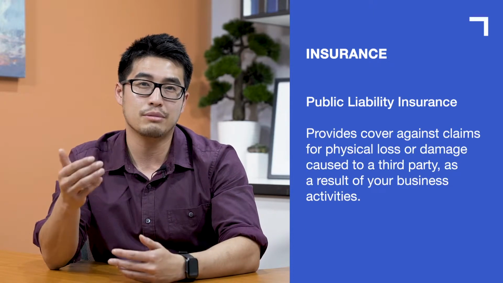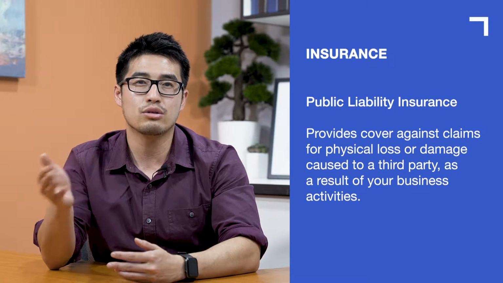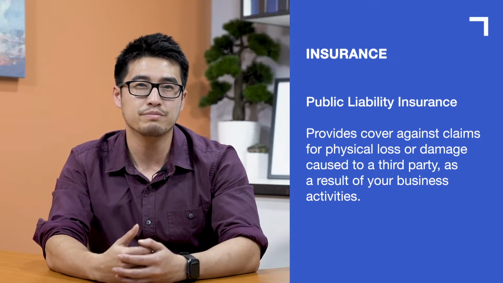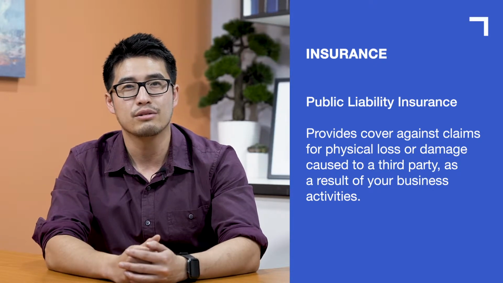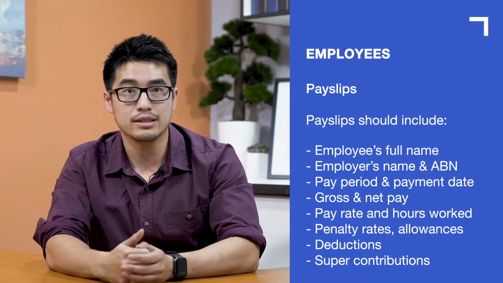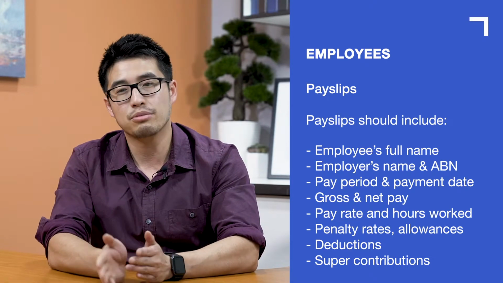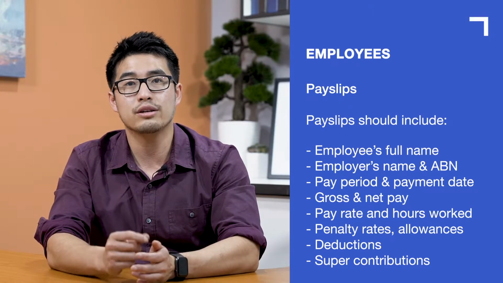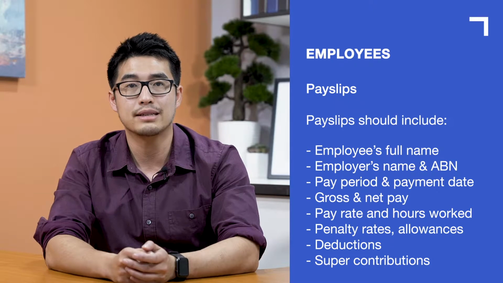Another thing you need to look at if you're renting, so for example, if you're renting an office, you'll need to look at public liability, which is insurance to cover your business as well. So that's one more thing you need to look at when it comes to insurances. Another thing you need to look at if you employ people is pay slips. You need to actually give these pay slips by law to your employees. So if you're paying your employees on a weekly, fortnightly or monthly basis, you need to ensure that your payroll system can give these people pay slips.